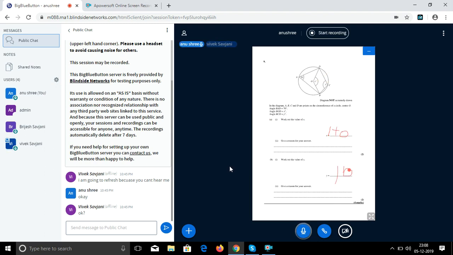How did you work out y to be correct? It's opposite angles of a cyclic quadrilateral add up to 180 degrees. Oh, okay. Okay, next question, I guess.